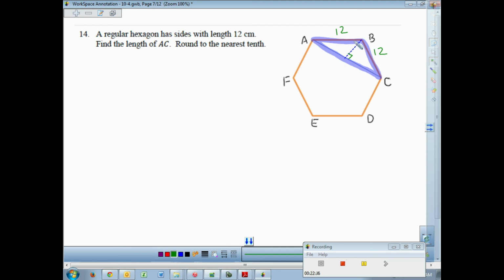First of all, an altitude goes from a vertex perpendicular to the opposite side. Perpendicular means at a 90. But the altitude of an isosceles triangle from the vertex does something to that base right there. It perpendicularly bisects it. So this is x and this is x, if you will. There's two equal pieces.